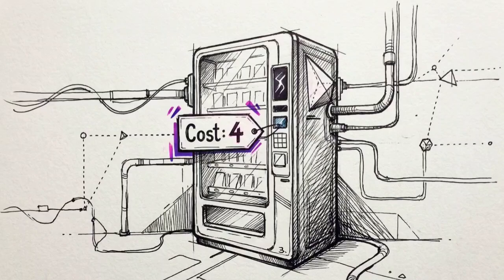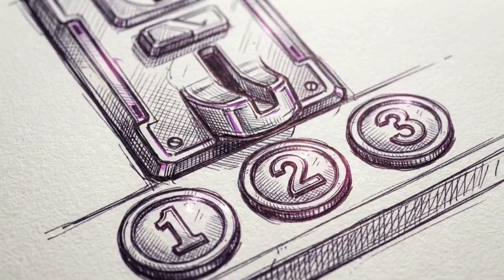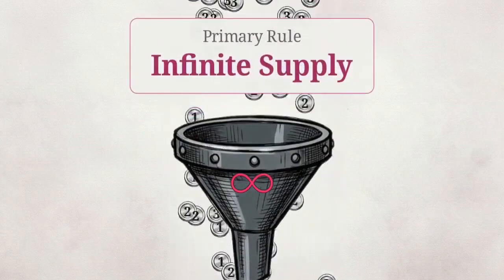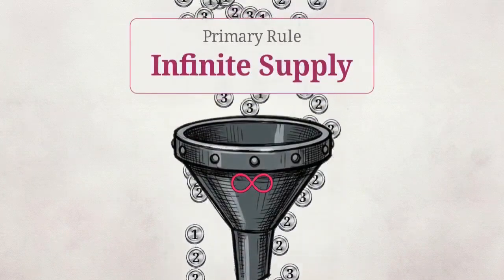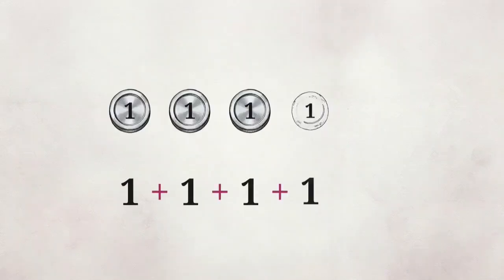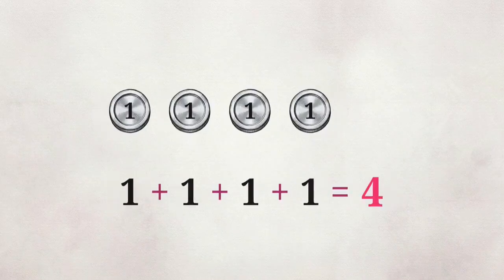Imagine a vending machine where the goal isn't just to buy an item, but to calculate every possible way to pay for it using a specific set of coins. In this system, we have one primary rule: an infinite supply of every coin. You can use the same denomination as many times as you need to reach the total. For our example, we need a target sum of 4, using an array of 1, 2, and 3 unit coins.